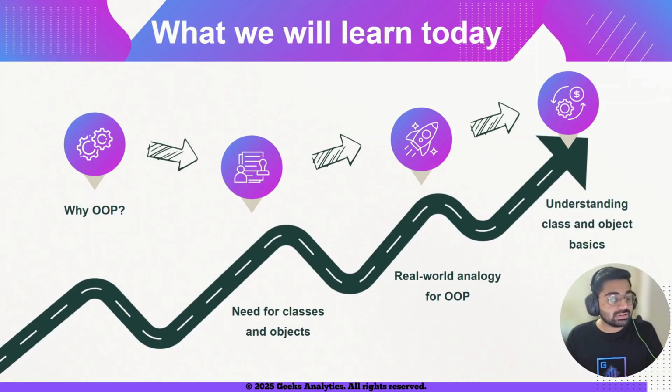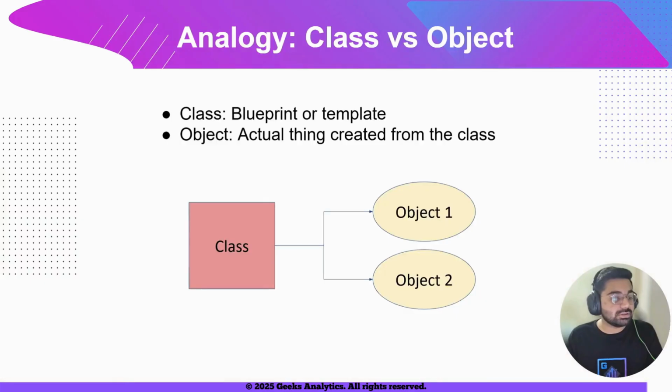In today's session, we will learn why object-oriented programming is used, why it is important, and how we will take an analogy comparing it with a real-world scenario, and how we can begin with using classes and objects to build better programs. So think of a class like a blueprint for a house.